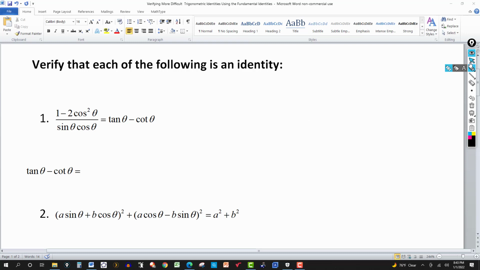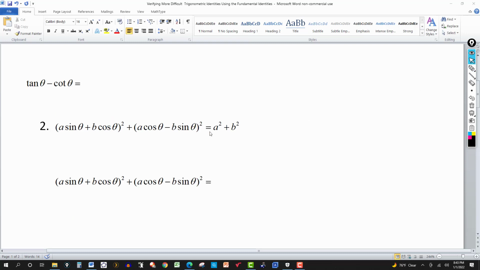Okay, let's look at the next one. I want to show that the square of a sine theta plus b cosine theta, plus the square of a cosine theta minus b sine theta, is equal to a squared plus b squared. Now this looks like it might be complicated, but it's all basic algebra. So all we have to do here, obviously the best approach, is to take the left side. That's why I already have the left side written out, just to save a little bit of time. And then I'm just going to do the squaring.